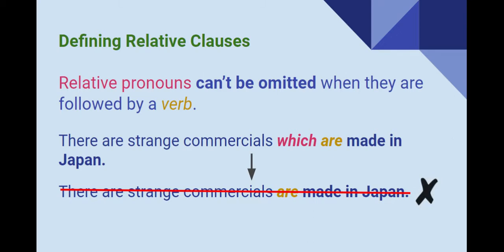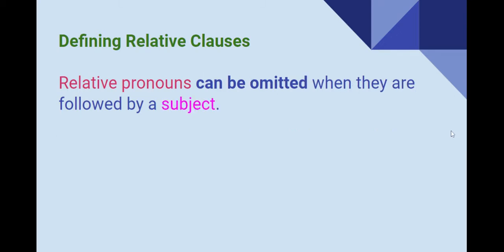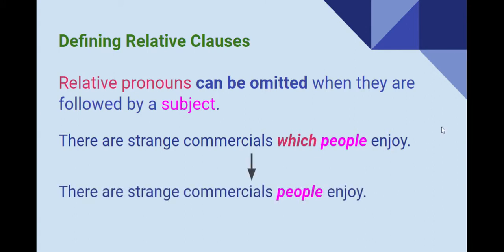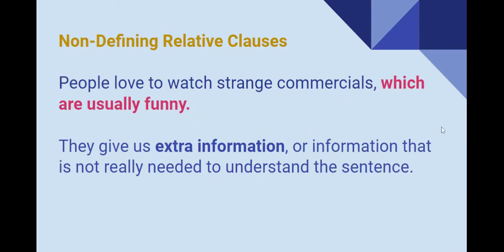Okay, let's continue now. However, these relative pronouns can be omitted when they are followed by a subject. That makes them optional. Let's see. There are strange commercials which people enjoy. Since people refers to a subject, it is okay to omit it. There are strange commercials people enjoy. Great job. Now let's take a look at the next.